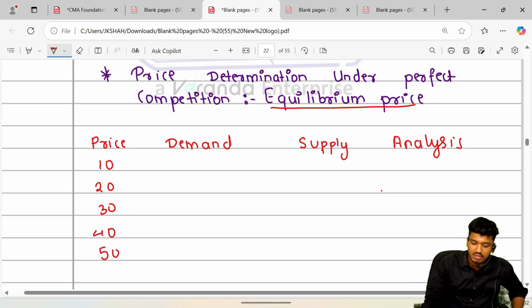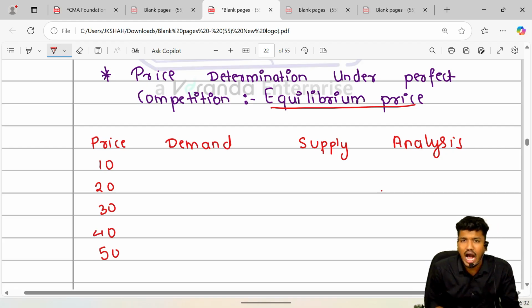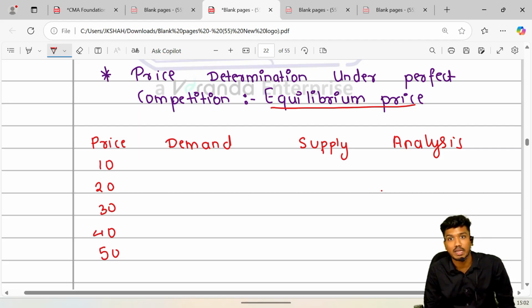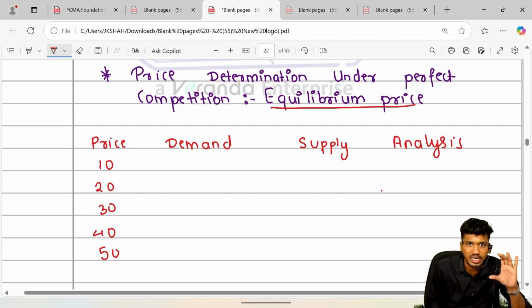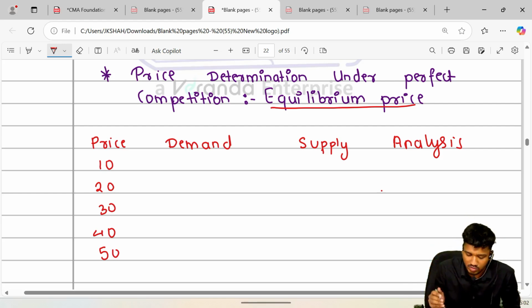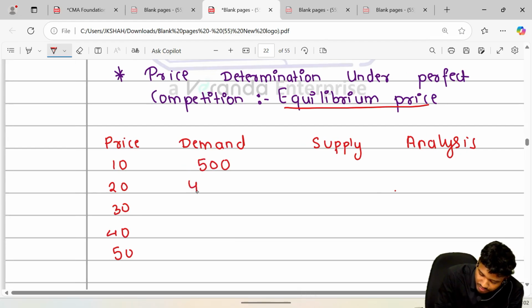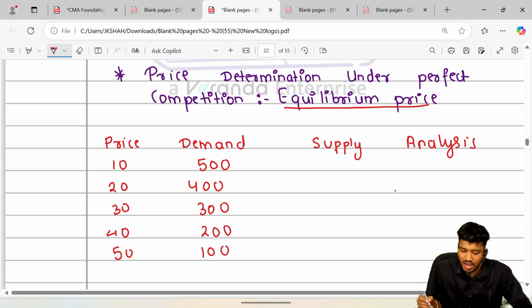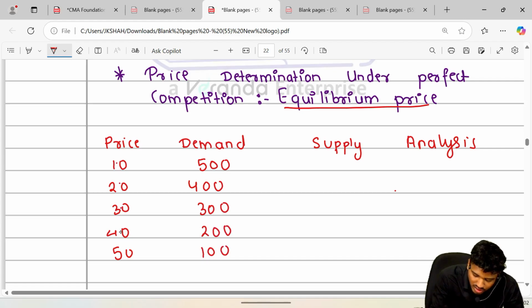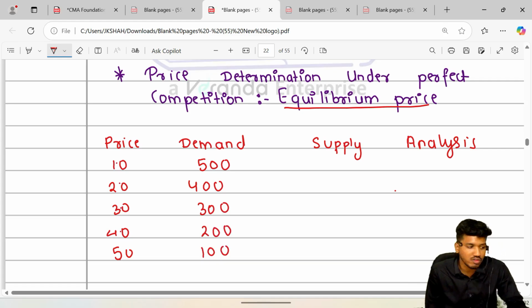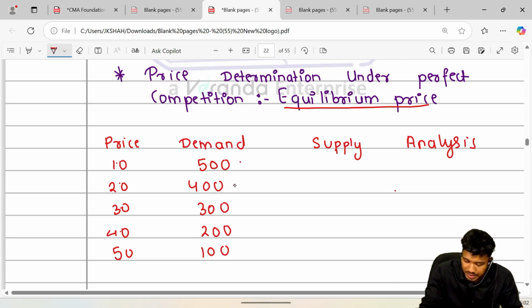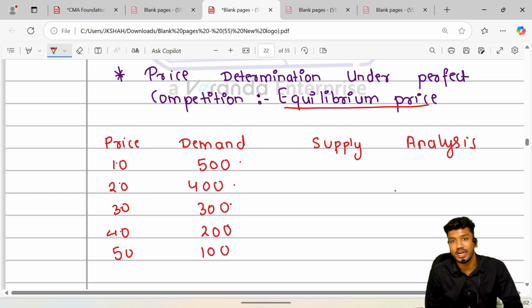If you see guys, in the given scenario, what is the relationship between price and demand? The relationship between price and demand, they are inversely related. Quantity demanded and price are inversely related. So example, if price is 10, the quantity demanded was 500 units. Then it was 400, 300, 200, 100. What does it mean, sir? As the price is rising from 10, 20, 30, 40, 50, the quantity demanded is falling from 500 units to 400 to 300 to 200 to 100 respectively.